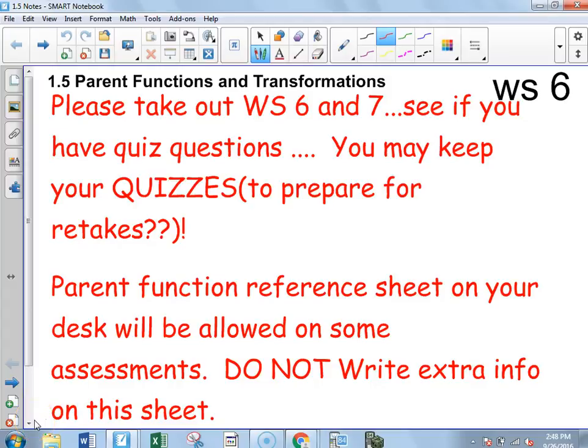Functions and then the transformations to those parent functions, okay? I passed out that yellow reference sheet. Don't write anything extra on that. You may be able to use it on a test or quiz as long as you haven't written extra stuff on it, okay? Yes. Did you guys not get one?